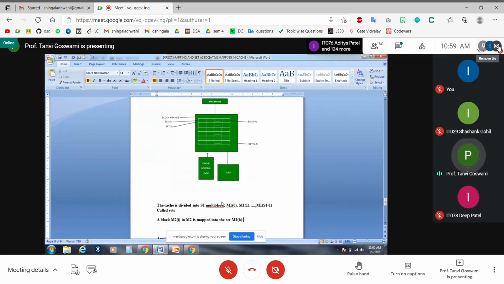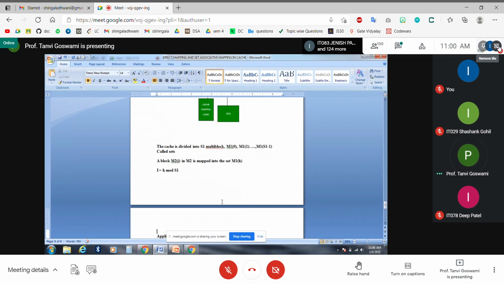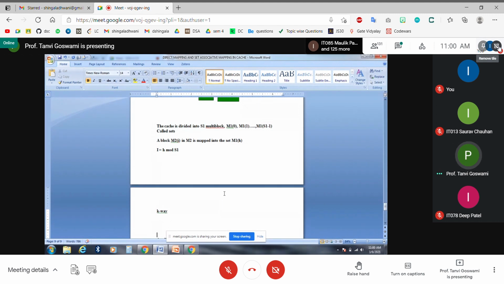A condition must be satisfied, and the condition is that the set address can be identified using the formula I is equal to H mod S1. Same as the previous one. I is equal to H mod S1. Again, it is also termed as K-way set associative mapping. Why is it called K-way? We can have two-way, four-way, eight-way. So we can term it as K-way set associative mapping.